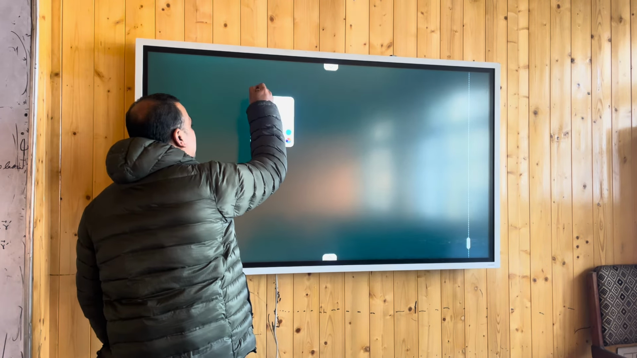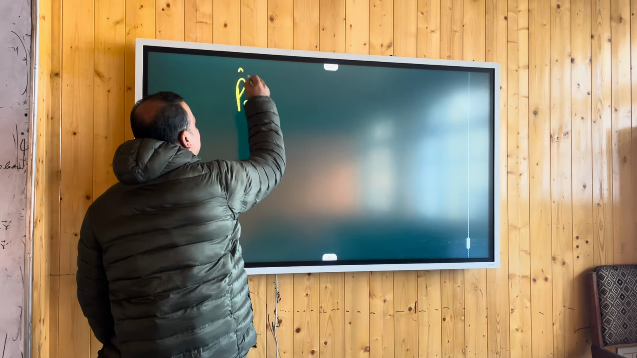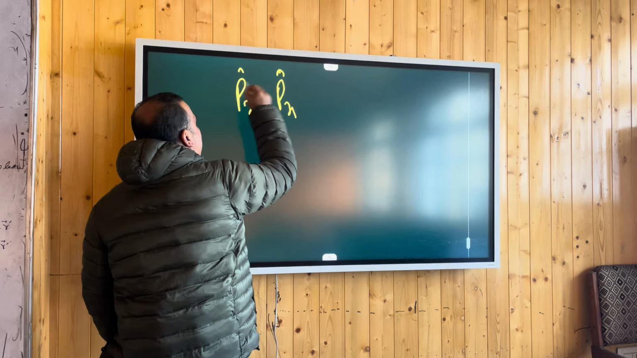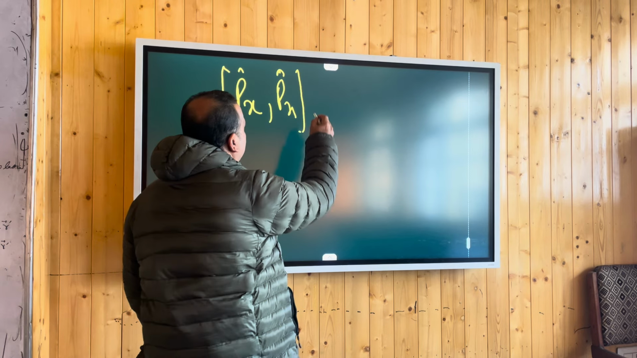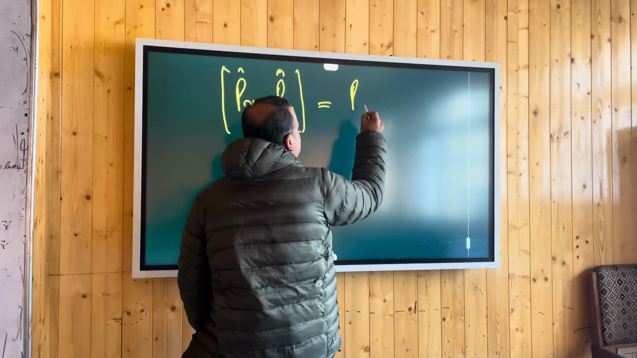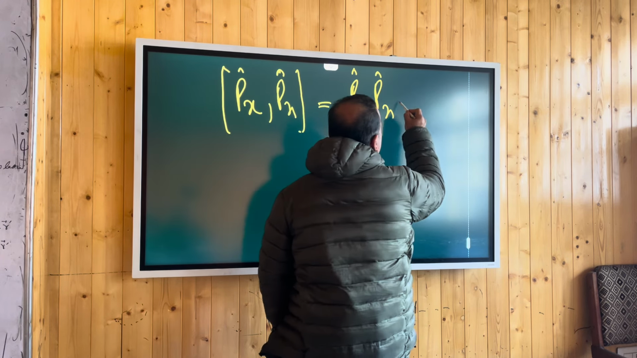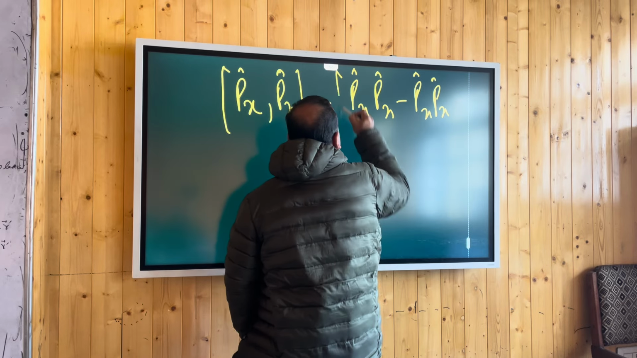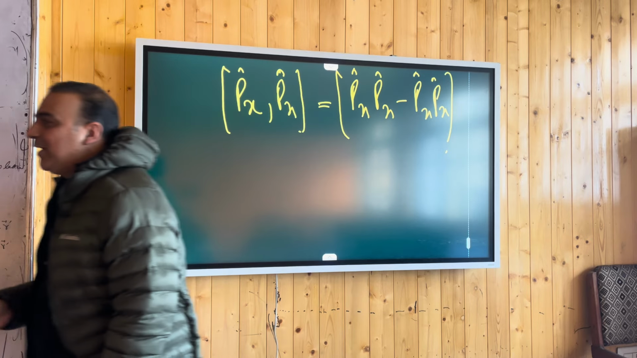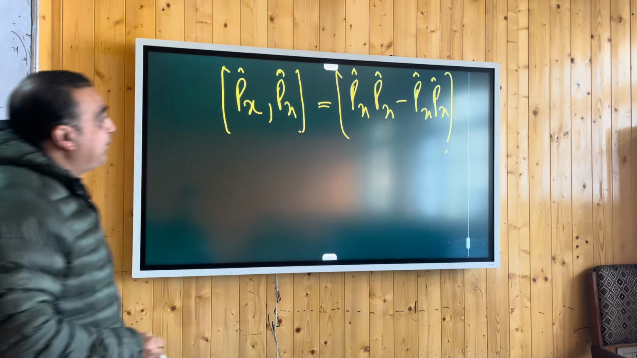We will start with the same component of linear momentum. Say we take px cap and px cap. We will write down this commutation as px cap, px cap, minus px cap, px cap again. You can see it by symmetry yourself that you're going to get 0 out of here.